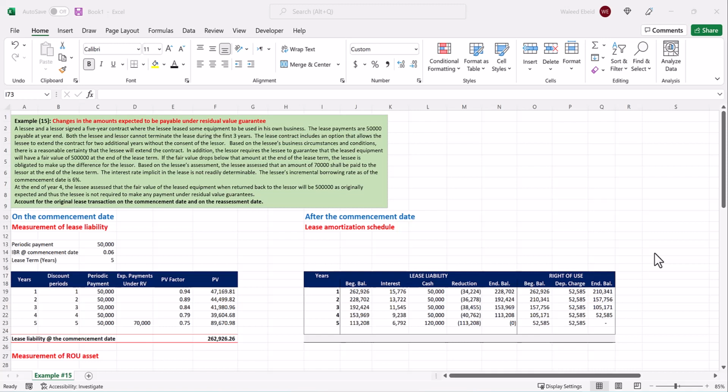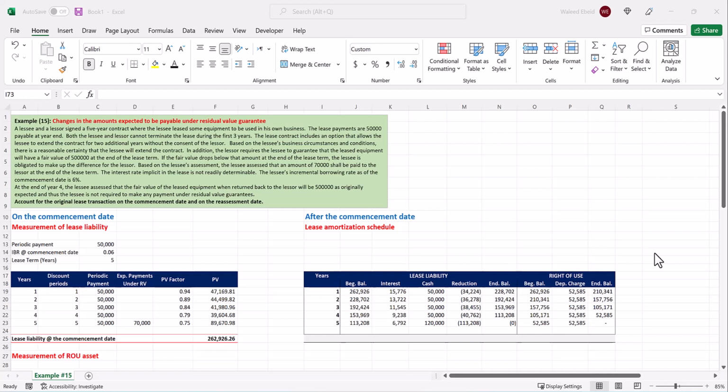The lease contract includes an option that allows the lessee to extend the contract for 2 additional years without the consent of the lessor. Based on the lessee's business circumstances and conditions, there is a reasonable certainty that the lessee will extend the contract. In addition, the lessor requires the lessee to guarantee that the leased equipment will have a fair value of $500,000 at the end of the lease term.